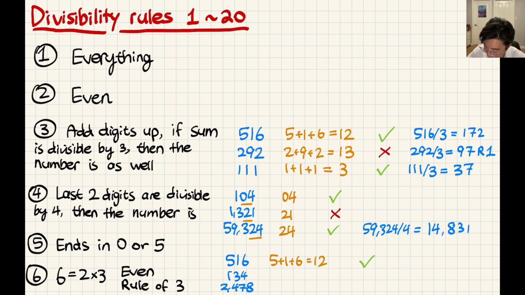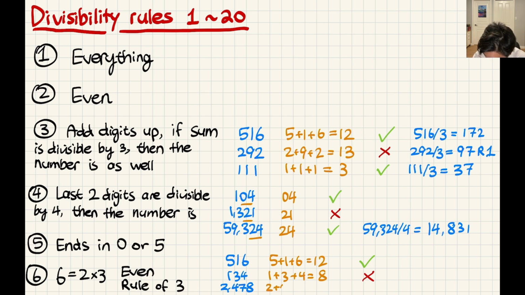So now let's take 134, for example. 134 is even, so it's divisible by 2 for sure. But if we add up all the digits, we get 8, which is not divisible by 3. So even though it's divisible by 2, it's not divisible by 3, which means it's not divisible by 6.